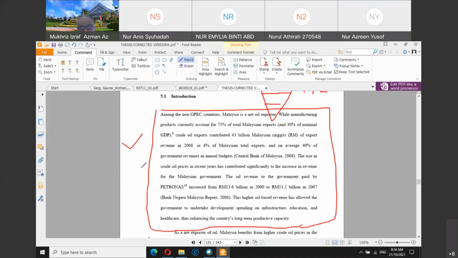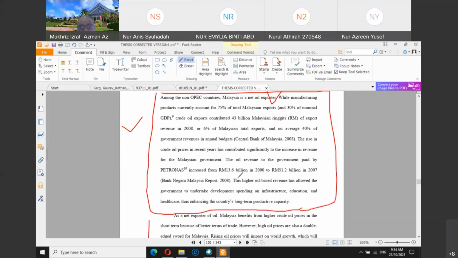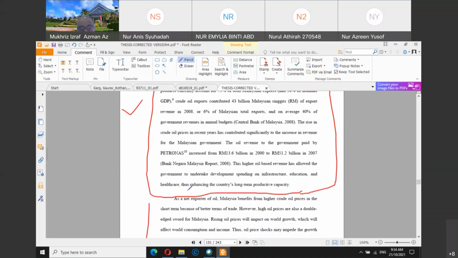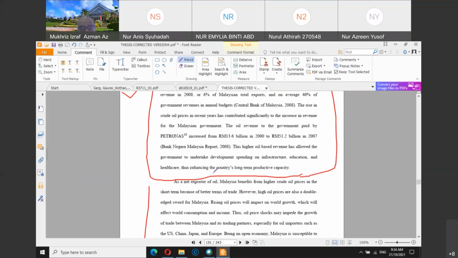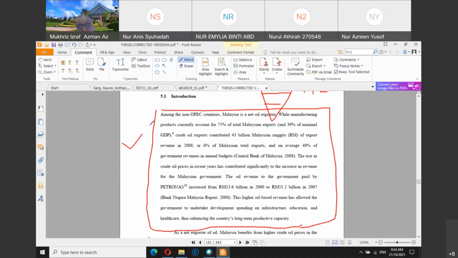So you do not want to start directly on Malaysia, or else you have very limited to talk or to write in the following paragraphs. But the main thing is that you want to highlight the idea that online purchase during the pandemic has risen or increased a lot, because of the lockdown and everything.